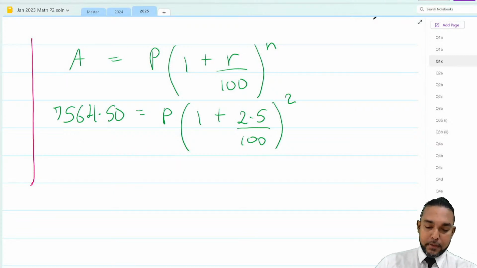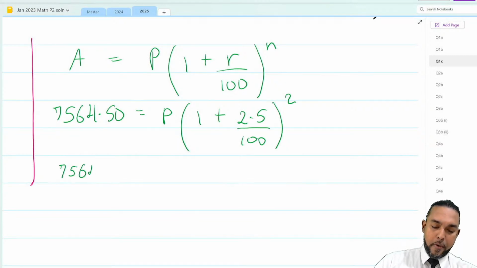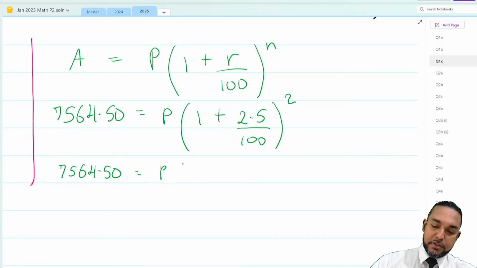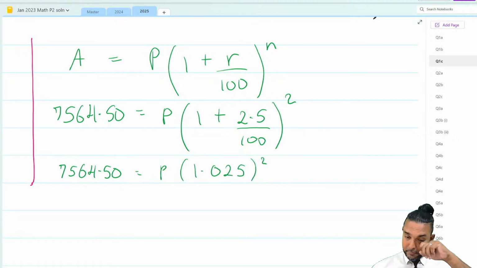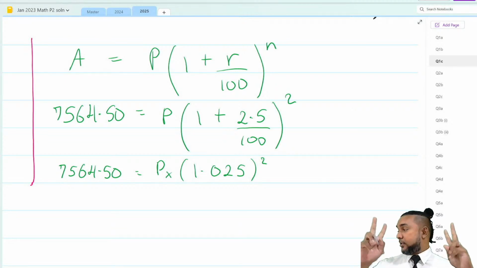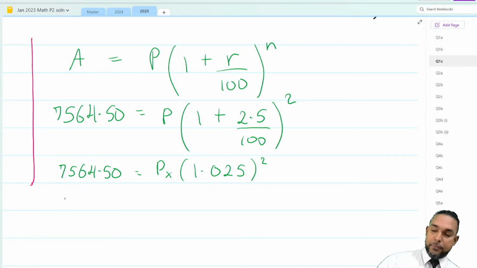Right, let's go. So 2.5 over 100 is 0.025 plus 1, you have 1.025, which is then squared. But to find P, look at it. You have P multiplied by this thing. If they want to solve for P, you want to remove whatever's attached to P. How is this item attached to P? What operation? So we have to use division to carry it across.